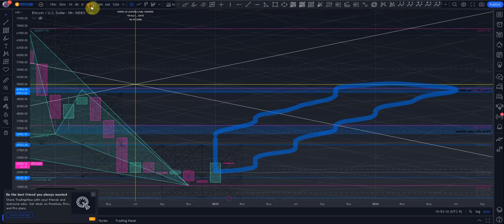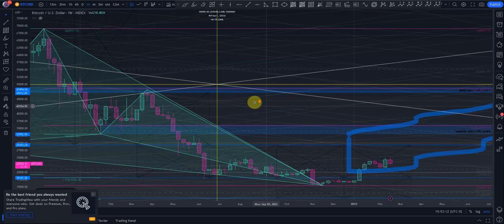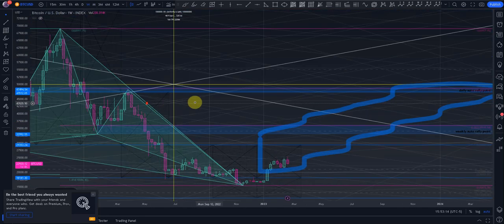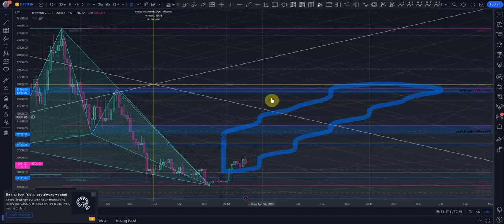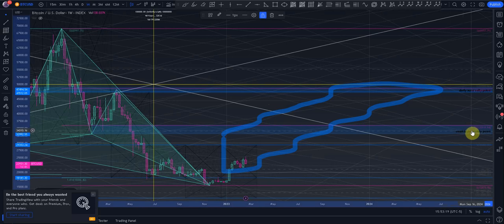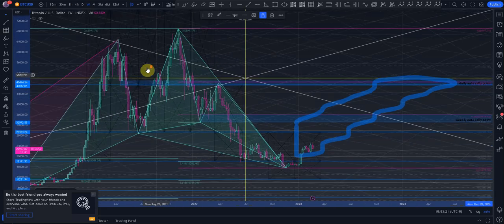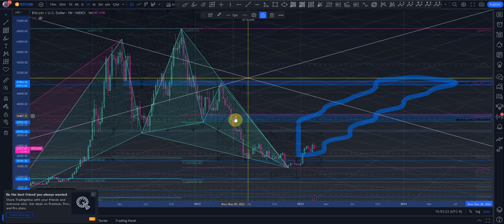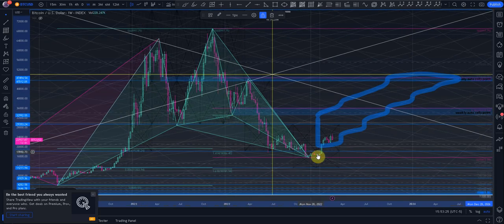So on the weekly chart, I've got a weekly and daily auto rally point, plus these harmonics here, just these two bullish harmonics. The shape of the harmonic is good to indicate this long is valid. They look very harmonic pattern like.